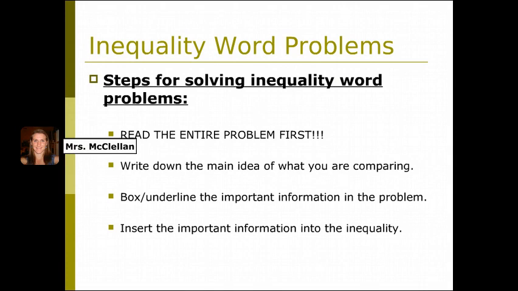Okay, so we've discussed how to solve and graph inequalities, how to write an inequality when looking at a graph, and now we're going to discuss the steps for solving inequality word problems. First thing to do is read the entire problem. Next, you'll want to write down the main idea of what you're comparing, and then you'll want to identify the important information, either using a box, underlining, highlighting, some way to identify that important information. And then you insert that important information into the inequality. So let's practice.